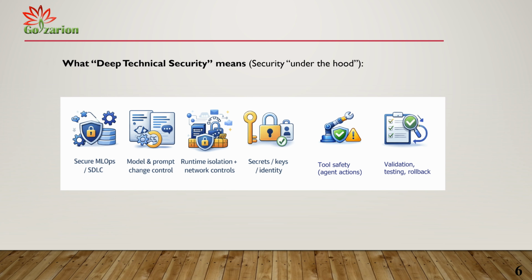So what does deep technical security really mean? It means secure machine learning operations and software development lifecycle, SDLC, strong change control for prompts, tools, and models, runtime isolation and network controls, identity and secrets done properly, tool safety for agent actions, and finally validation, testing, and rollback. If you get these things right, you can scale AI safely.